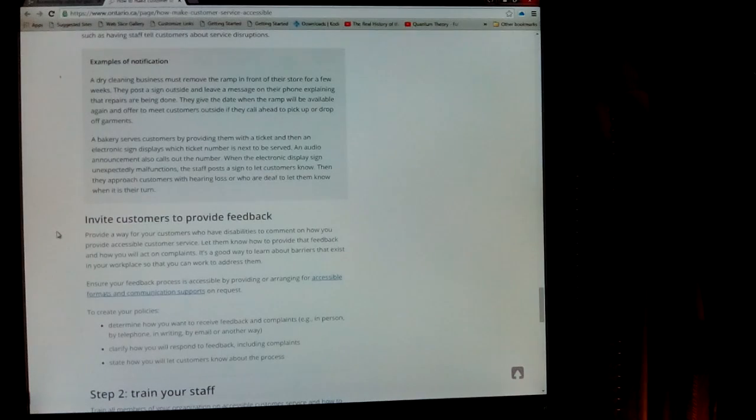A bakery serves customers by providing them with a ticket, and then an electronic sign displays which ticket number is next to be served. An audio announcement also calls out the number. When the electronic display sign unexpectedly malfunctions, the staff posts a sign to let customers know. Then they approach customers with hearing loss or who are deaf to let them know when it is their turn.